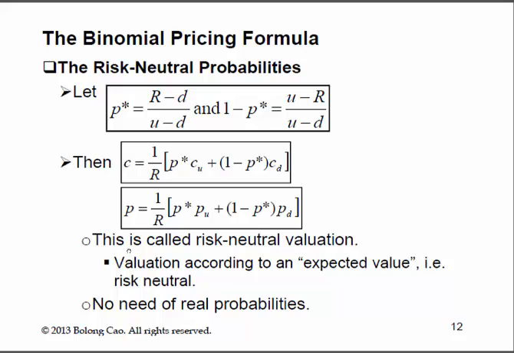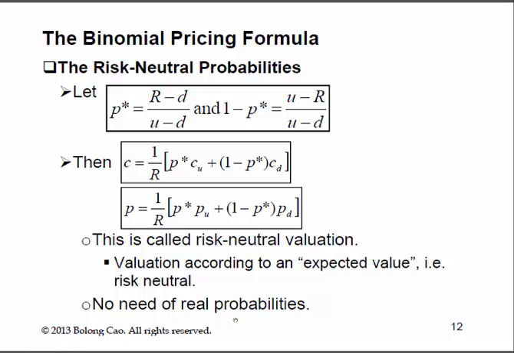This kind of pricing is called risk-neutral pricing or risk-neutral valuation. It's the valuation according to an expected value. That's why it's risk-neutral. It's not risk-averse. You don't further discount it because it's a risky outcome. The expected value is just good enough as a sure payoff. That's risk-neutral.